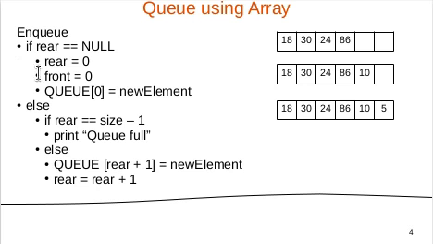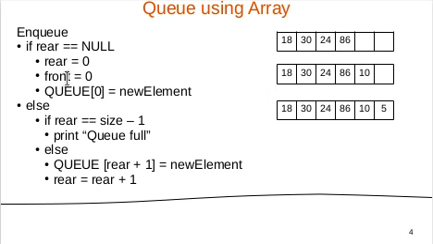Now, queue using array. So this is the picture. Here we have a queue with 4 elements. Now we want to insert a new element 10, and then we insert a new element 5. So the NQ operation, that means insertion in a queue using array.